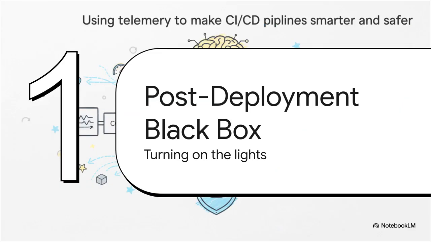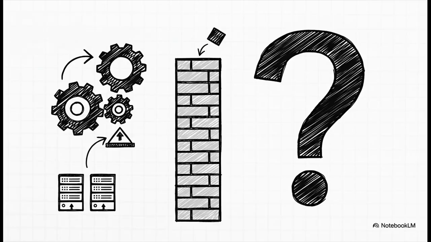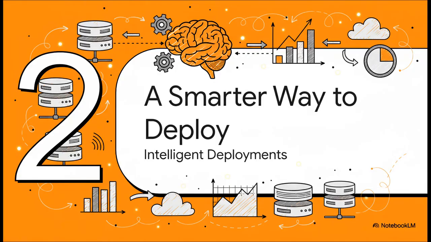All right, part one, the post-deployment black box. This is all about what it takes to finally turn on the lights after you ship your code. You know, our pipelines are amazing. They can build, test, and ship code in literally minutes. But speed isn't everything. If we can't see what happens the second after a deployment lands, we're basically just throwing code over a wall and hoping for the best. So, how do we fix this blind spot? Well, that brings us to our next section, a smarter way to deploy.